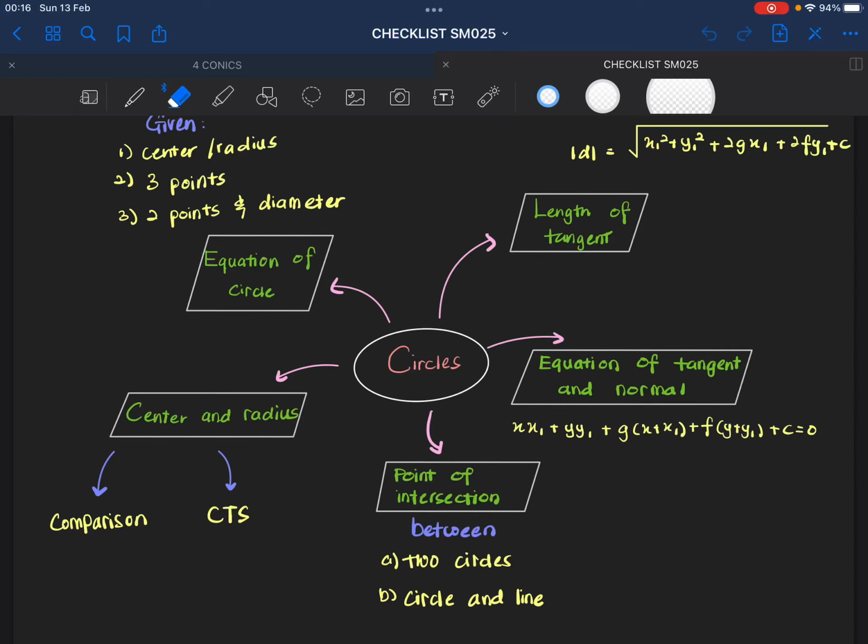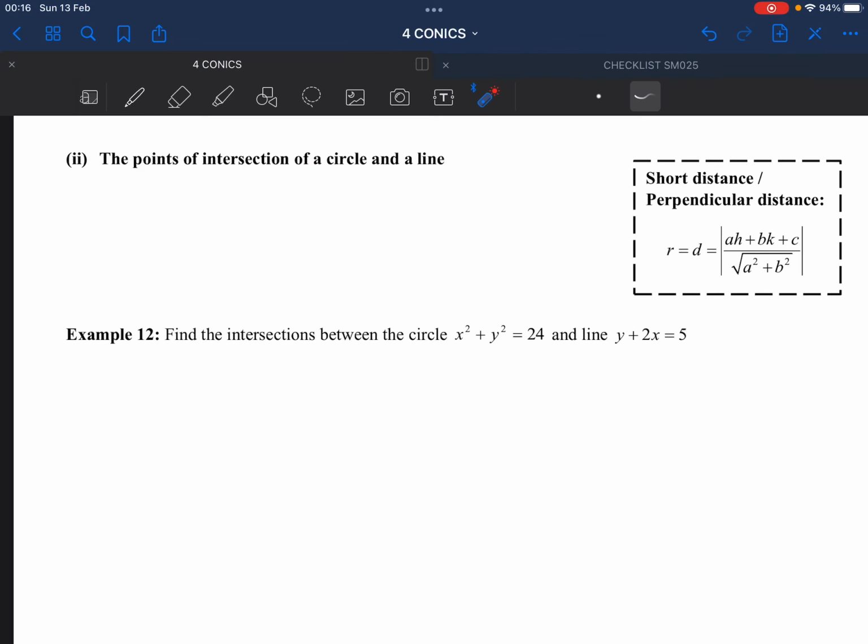Okay, for the next part, we are going to find the point of intersection between a circle and a line. So here we are going to have a circle. There are going to be three cases. Here we have a circle and you are going to have a line here. As you can see, we have 2 points of intersection. So this is the first case, which is intersect at 2 points.